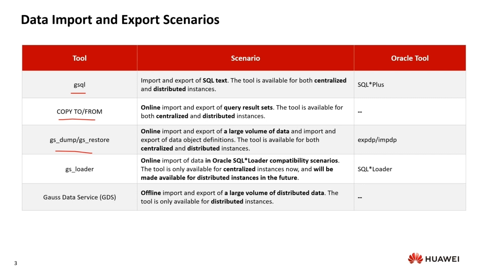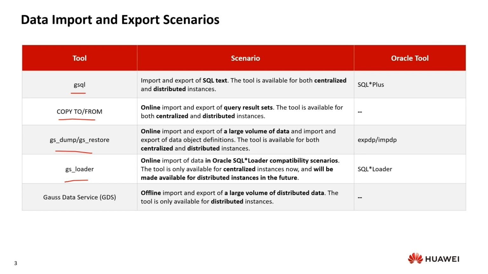And gs_dump and gs_restore are used to import and export a large volume of data online and to import and export the data object definitions. It is available for both centralized and distributed instances of GaussDB. And Gauss loader is used to import data online in Oracle SQL Loader compatibility scenarios. It's only available for centralized instances of GaussDB now, and will be available for distributed instances in the future.